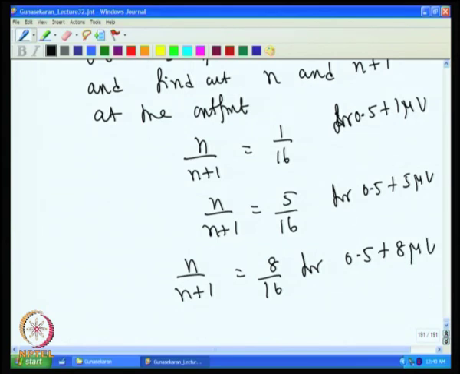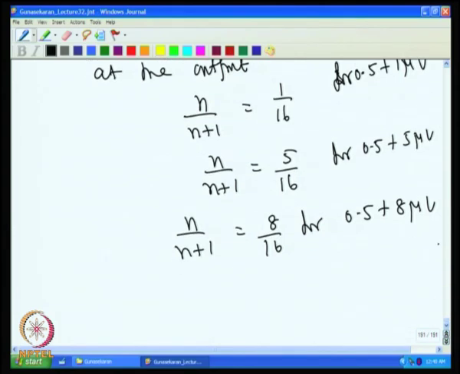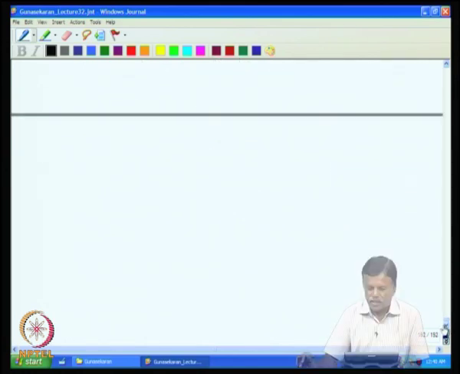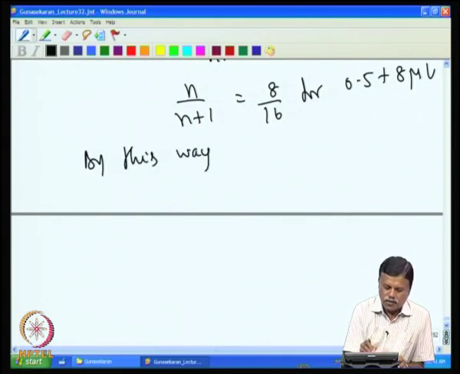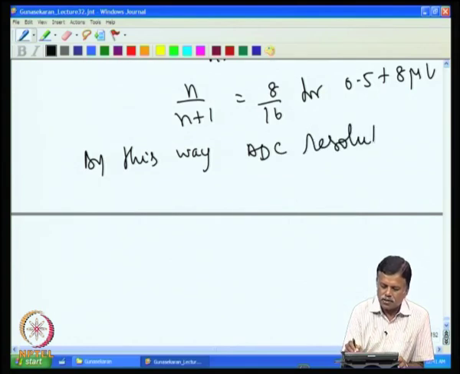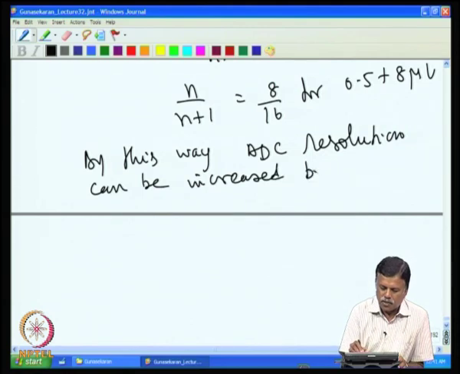So, one can get a higher resolution ADC by oversampling. ADC resolution can be increased by oversampling. By this way, ADC resolution can be increased by oversampling.